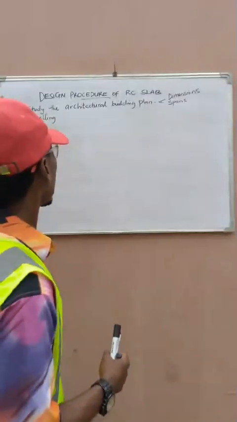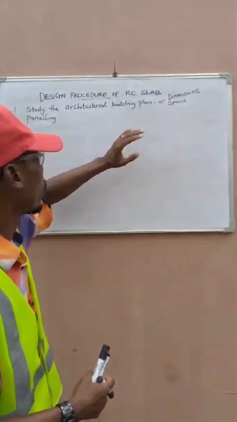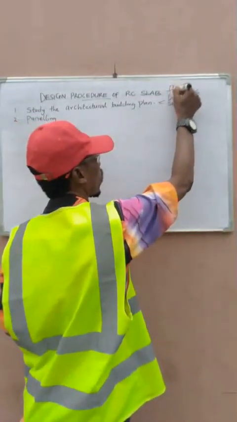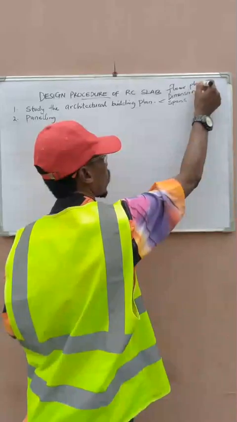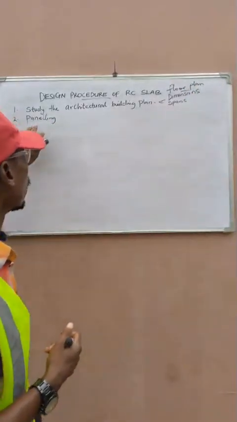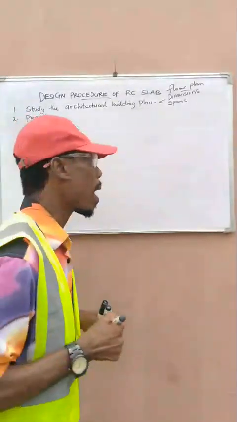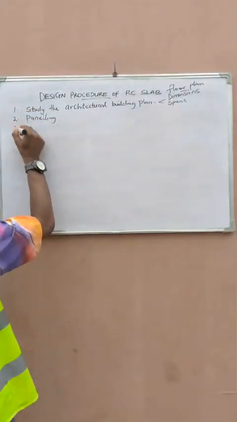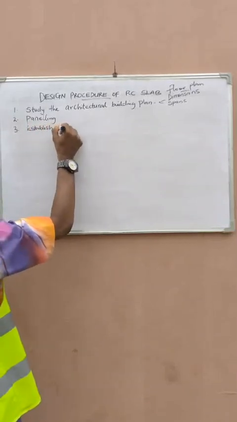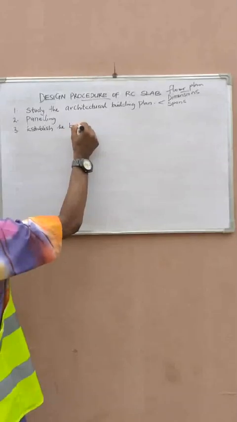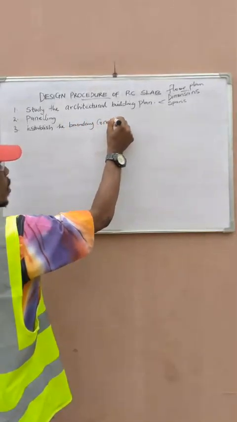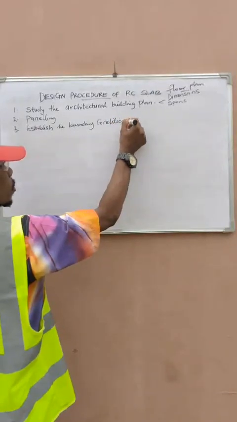First and foremost, you study the architectural floor building plan, which is the floor plan in this context. Under the floor plan, look at the dimensions, you look at the span. Now you panel. When you panel, the next thing you're going to do is to establish the boundary conditions.